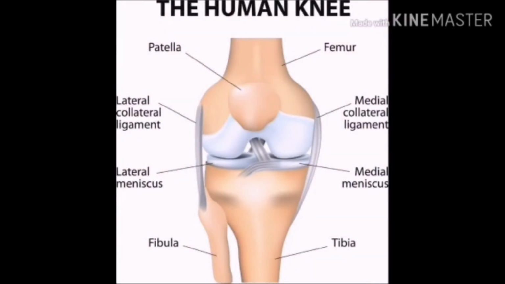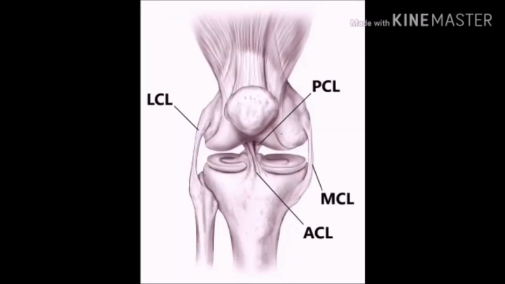Next, we are going to talk about the valgus stress test. This is for the MCL, the medial collateral ligament. The medial collateral ligament, the MCL, is located on the inner part of your knee, but it's outside the joint itself. Ligaments hold bones together and add stability and strength to a joint. The MCL connects to the top of the tibia, the shin bone, and the bottom of the femur, the thigh bone.